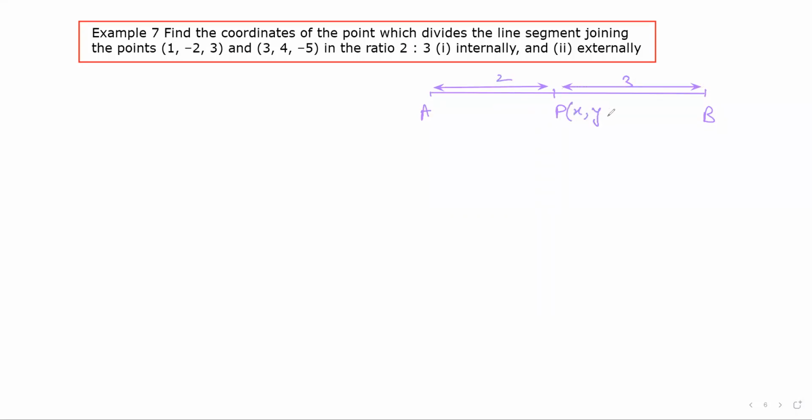P's coordinate is not given. We'll consider it as x, y, z. A will be 1, minus 2, 3, and B is equal to 3, 4, minus 5. Observe, the sequence should always be maintained. The ratio given is 2:3, and the points are A and B. So with A, the distance should be 2, and with B, the distance should be 3 of the given point, either internally or externally. Either way, this point is A, and this is the distance with A, and this point is B, and this is the distance with B. Now, with this information, let's apply the section formula and get the coordinates of point P.